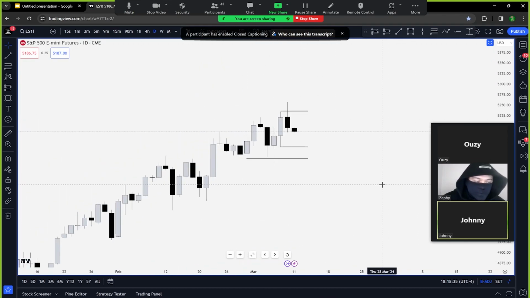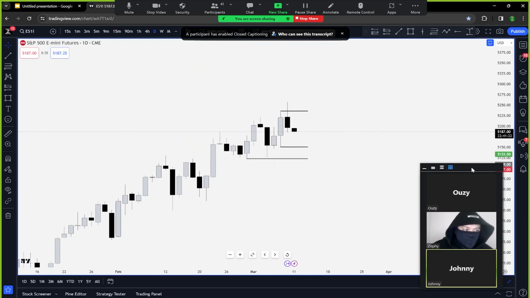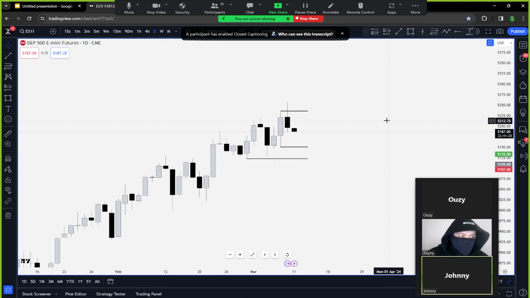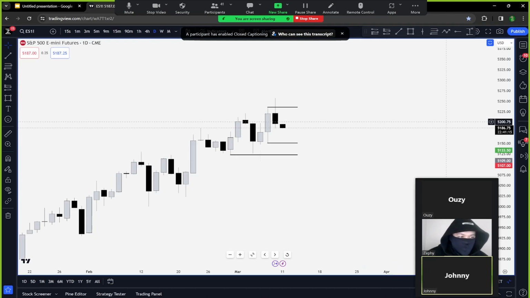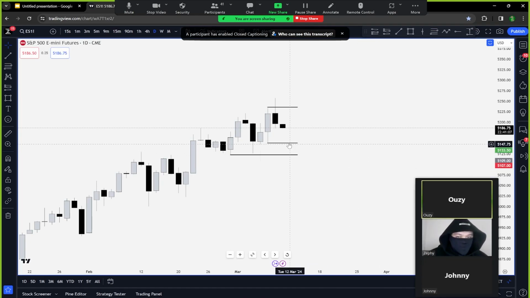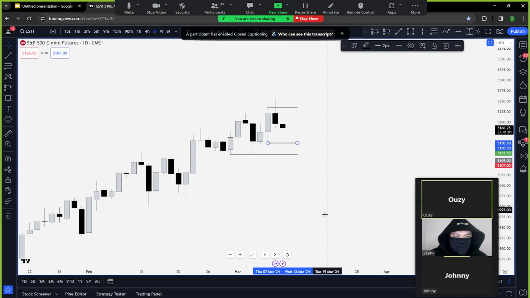IPDA, baby. It's crazy, man. You guys have no questions? If you need projections, 5150 should be hit early this week. Yes, this one here. It should be hit soon, early.